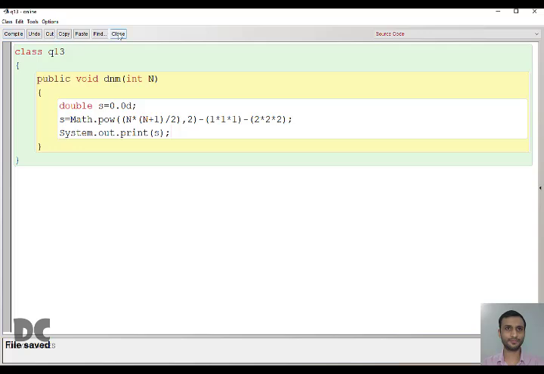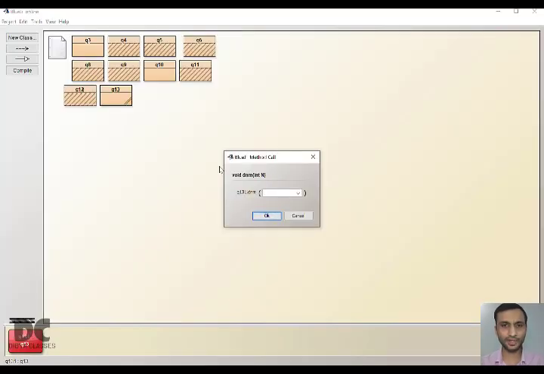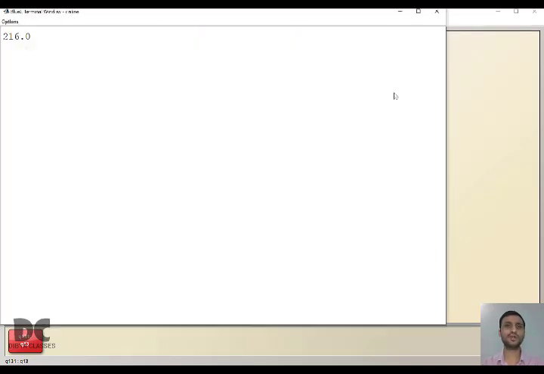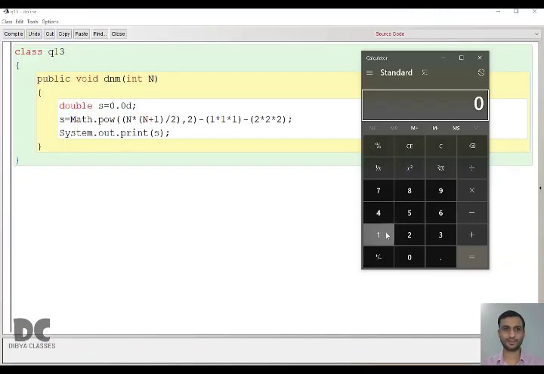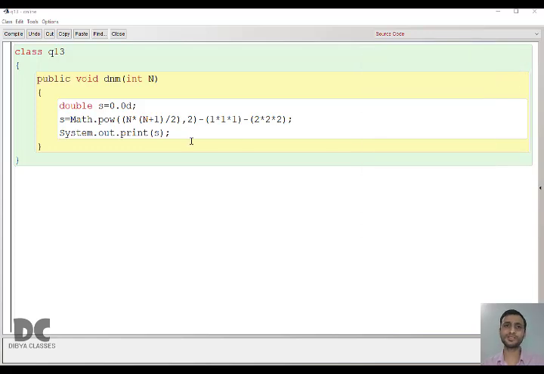Let us run this program. So for example, if I input the value of n as 5, then we'll get answer as 216. So let us check if this answer is correct. So n is 5 into 6 is 30 divided by 2 is 15, 15 square, that is 15 into 15. We got the answer as 225. Minus 1 cube, that is 1, and minus 2 cube, that is 8. So answer is 216. That means our program is correct.